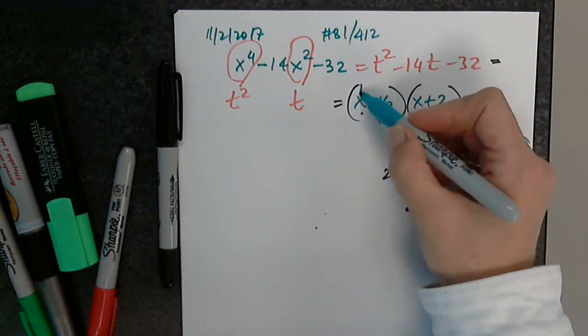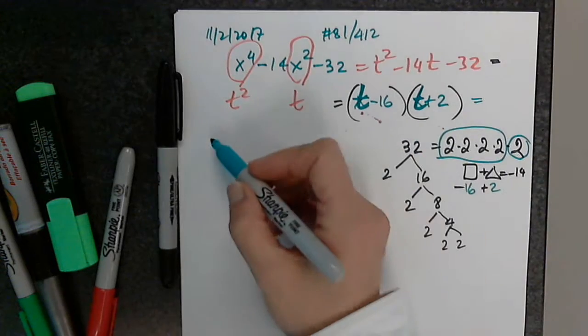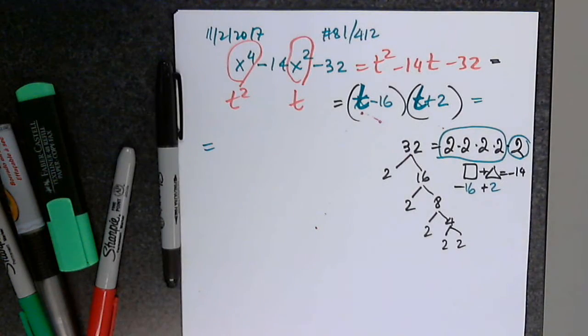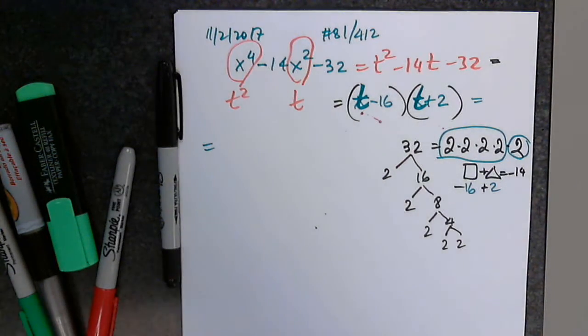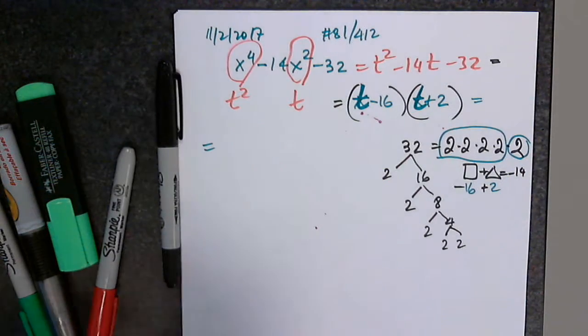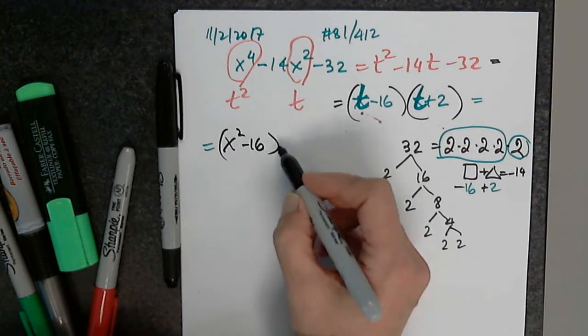Good. So now I have to go back. Back where? To the original equation. Right, which, yes. So how will I continue then? I have to substitute x squared back in for t. So exactly. x squared minus 16. Excellent. x squared plus 2.